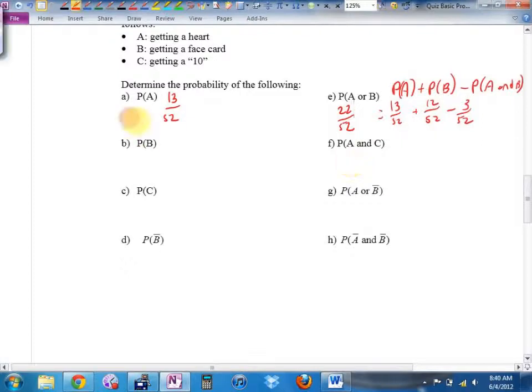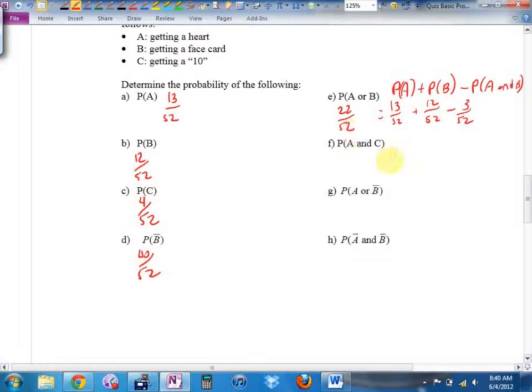Probability of B. I don't know why I went across. That's part E. Question B is probability of B, face card. That would be 12 out of 52. C, getting a 10, 4 out of 52. Not B, 40 out of 52.